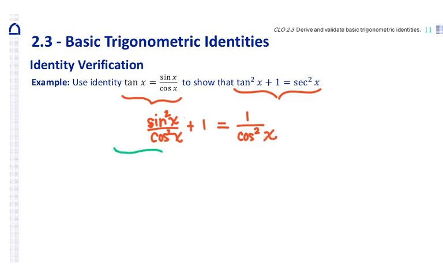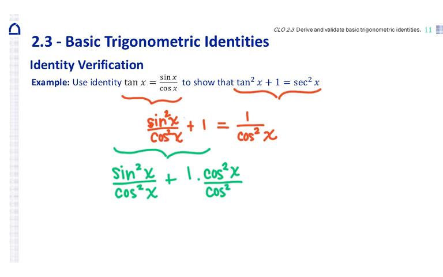Now let's look on just the left-hand side and see what we can do to rearrange things. So we've got sine squared x over cosine squared x plus 1. I would like to get a common denominator and combine this into just one fraction. So I'll multiply 1 by cosine squared x over cosine squared x. Remember, cosine squared over cosine squared, anything over the same thing is just 1. So it's just like I'm multiplying by 1, which is not changing anything. I'll leave the right-hand side the same.